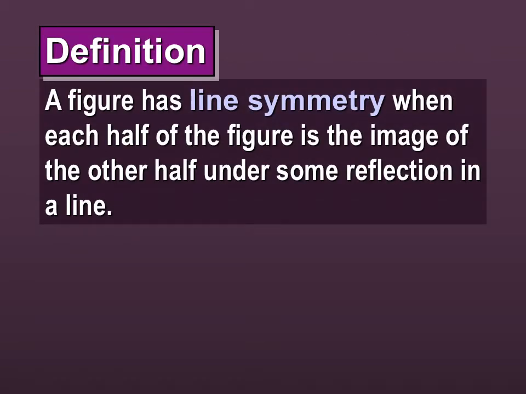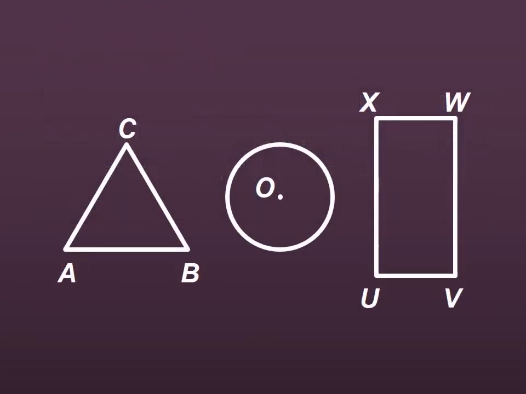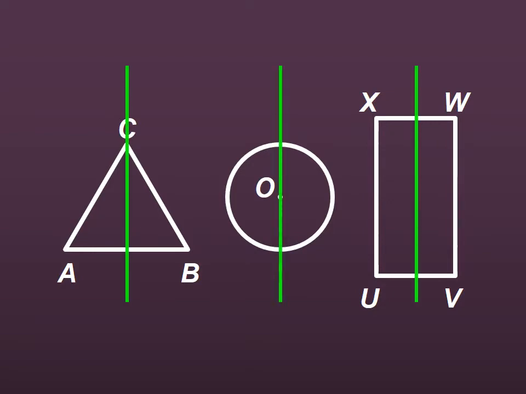Line symmetry is the symmetry that you have already grown up knowing. That's when each half of the figure is the image of the other half under some reflection. So think of a butterfly. That's a perfect example of line symmetry. In fact, you can even draw the line of symmetry if you wanted to. So here are some figures that have line symmetry.